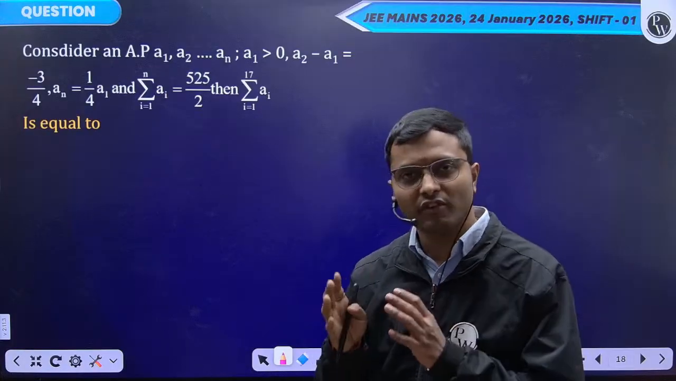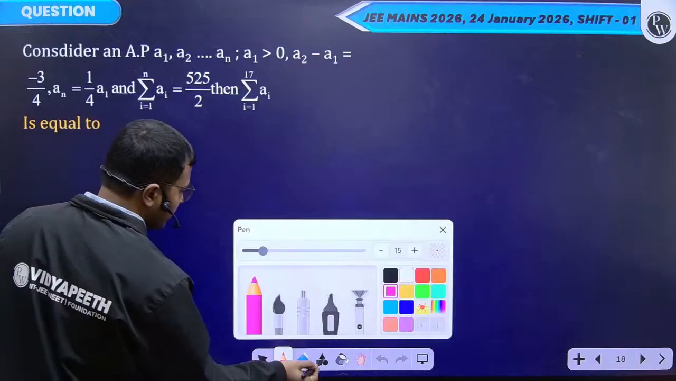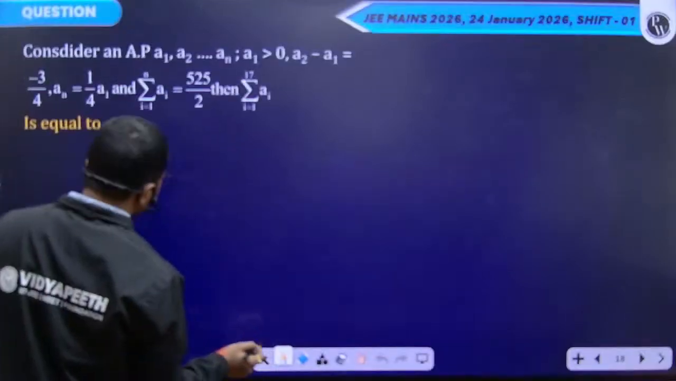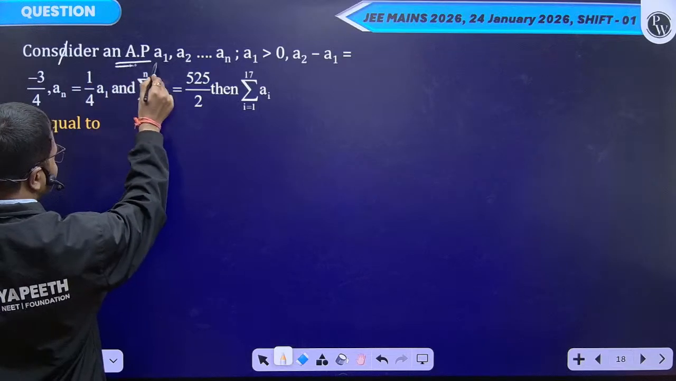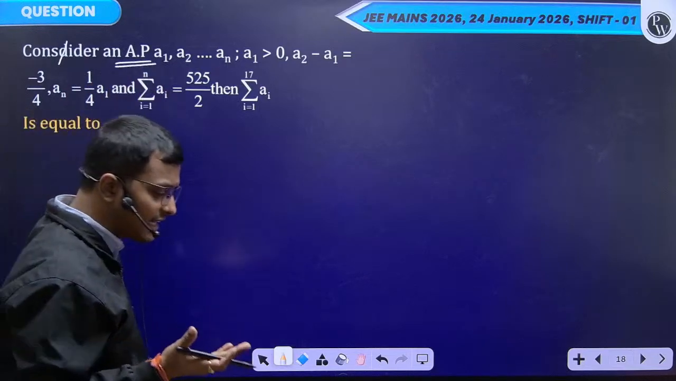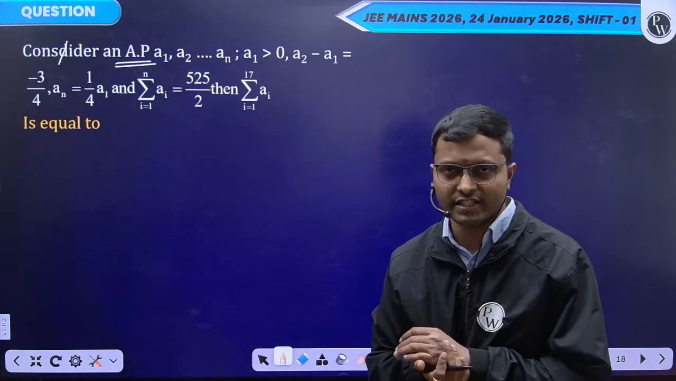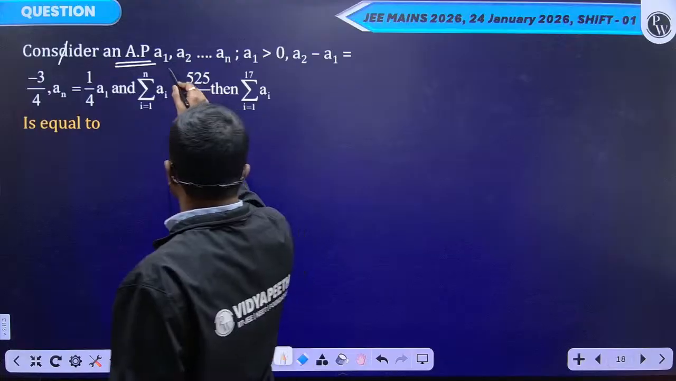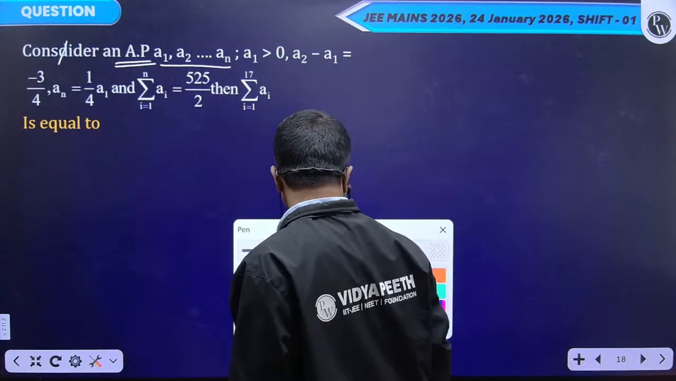So let us use the formulae. Again, formulae are playing an important role in all these questions. So here he is telling, consider an AP, arithmetic progression. So what is the characteristic feature of arithmetic progression? We know that is common difference. So these are the terms A1, A2, and so on till AN, and one piece of information is given.